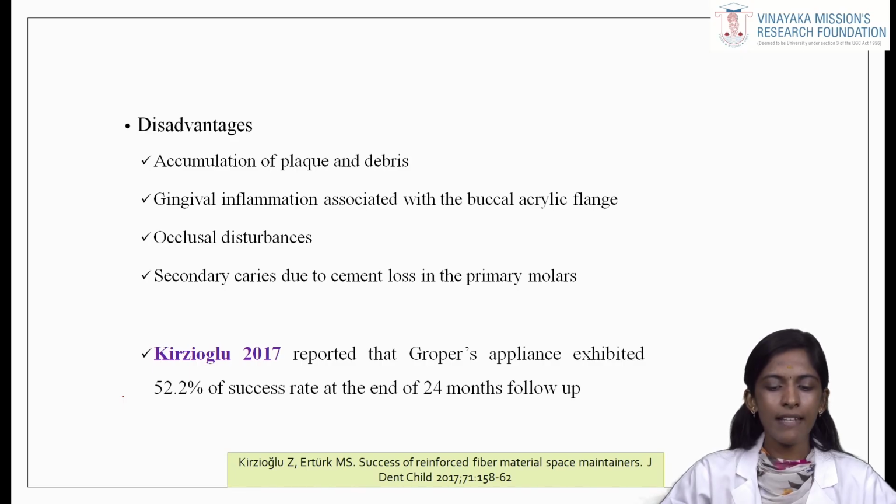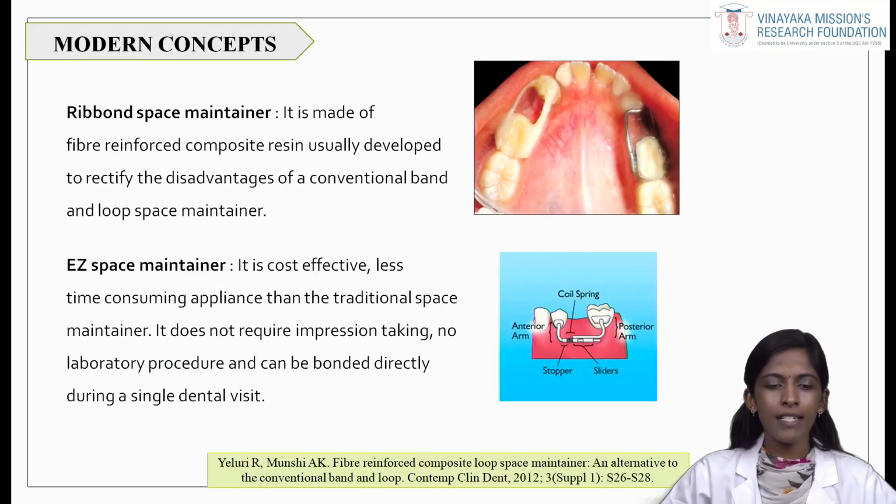Chrysioglou in 2017 reported that Gropper's appliance exhibited 52.2% success rate at the end of 24 months follow-up. The modern concepts of fixed space maintainers include ribbon space maintainer, which is made up of fiber reinforced composite resin, usually developed to rectify the disadvantages of a conventional band and loop space maintainer. Next is EZ space maintainer. It is a cost effective, less time consuming appliance than the traditional space maintainer. It does not require impression taking, no laboratory procedures, and can be bonded directly during a single dental visit.